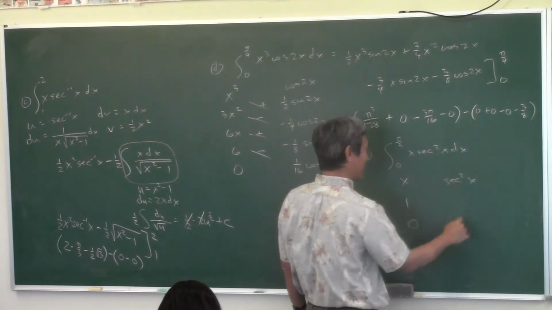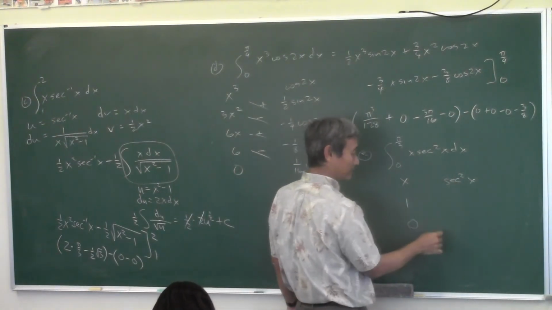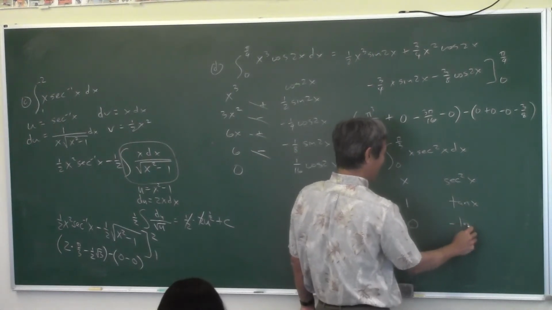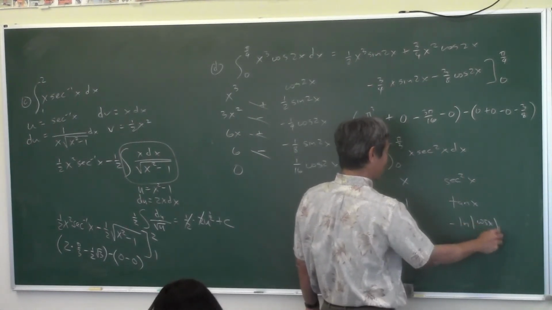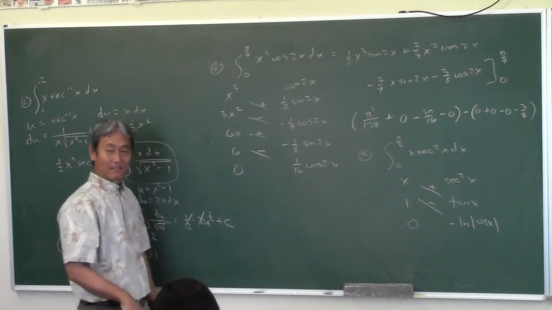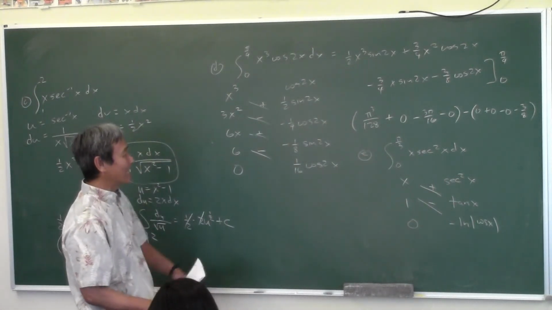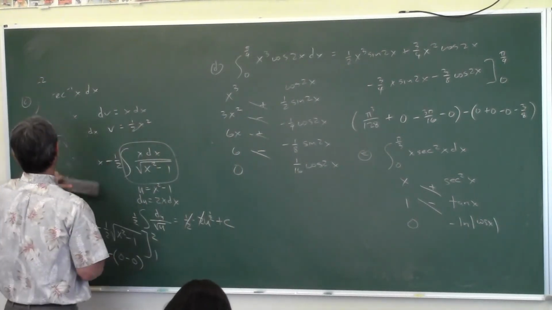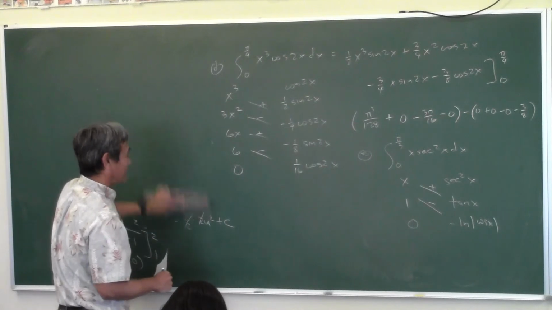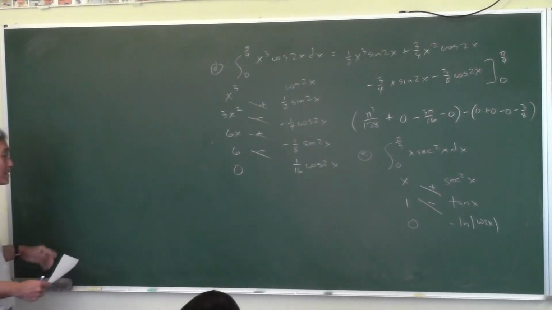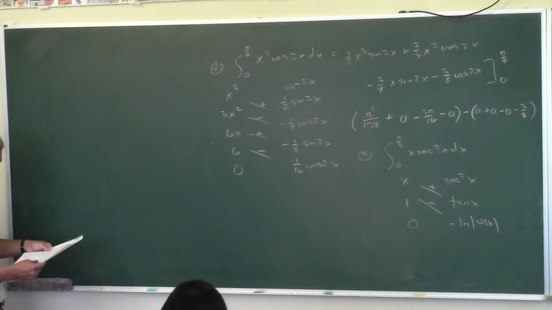No, it's easier to do tabular, because look. Negative natural log absolute value of cosine x. Plus, minus. Tabular! E, I think that was a quiz question. You don't have to do tabular, but look, if you can, it just makes life so easy.